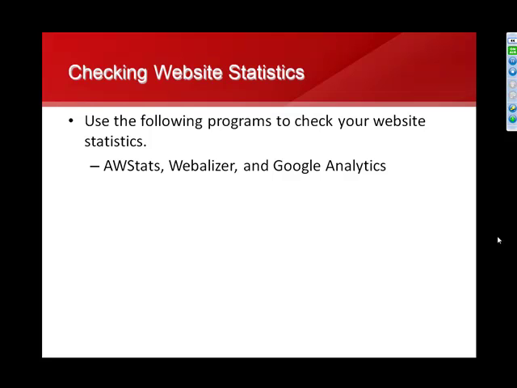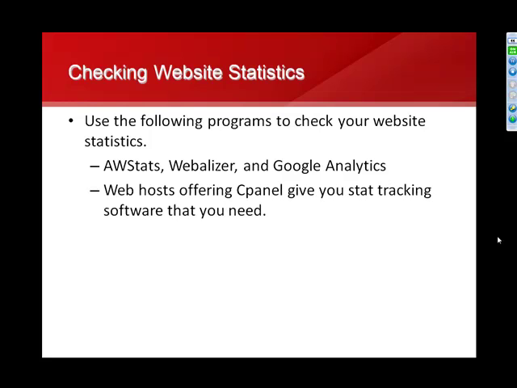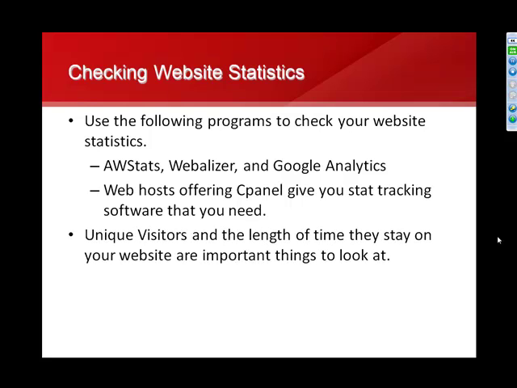And if you are using a website hosting company that has cPanel, which has AW Stats and Webalizer, then I would still look at using Google Analytics, because it's nice to be able to track your website statistics all around. So at least that way you can get a rough idea as to all the different options you have for traffic. Basically the core thing here is that the web host offering cPanel gives you the stat tracking software that you need, and that's AW Stats and Webalizer.